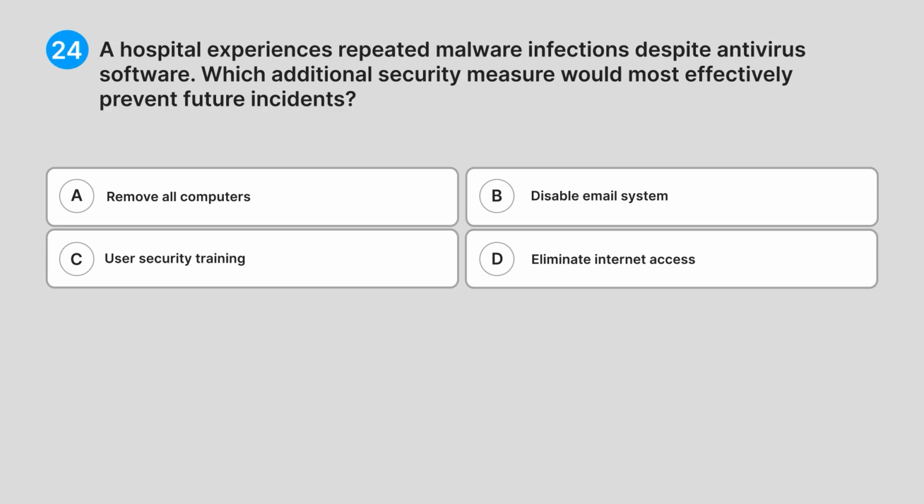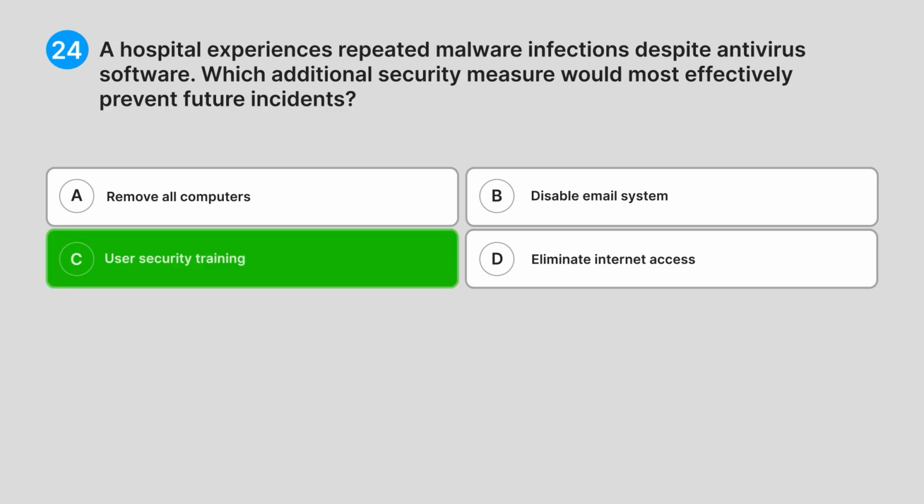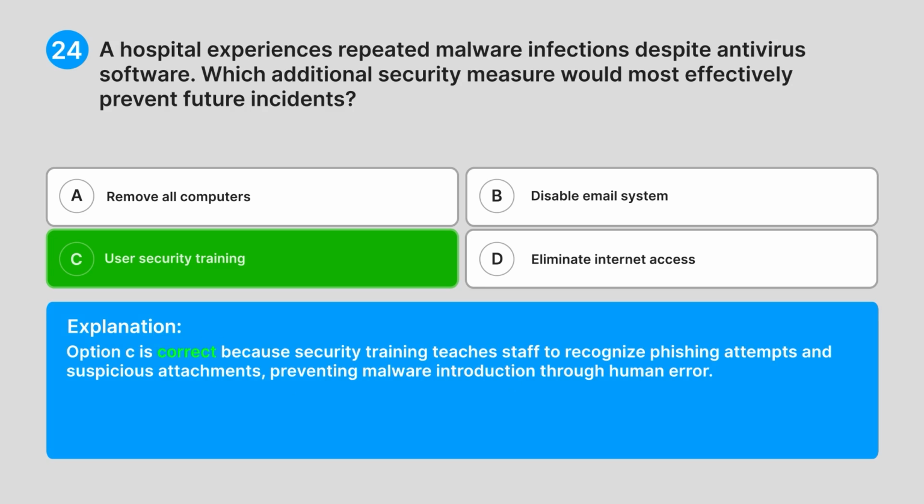Correct answer, C. User security training. Explanation: option C is correct because security training teaches staff to recognize phishing attempts and suspicious attachments, preventing malware introduction through human error.